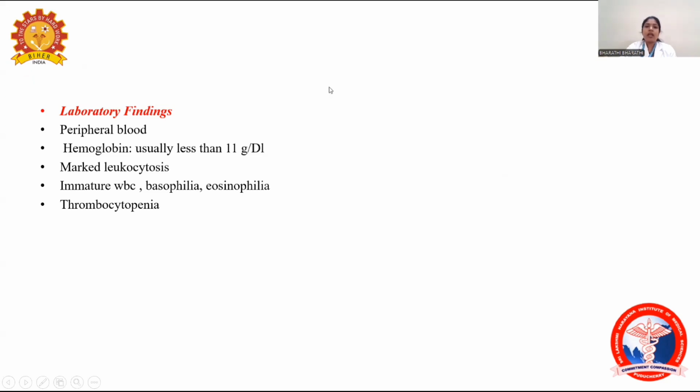So laboratory findings. What are the laboratory findings you will look for? First, you will do CBC for the patient, complete blood count. Then you will do peripheral smear. In CBC, what you will see: the patient's hemoglobin will be markedly less, usually less than 11 gram per deciliter. The patient will have marked leukocytosis, that is, the WBC count will be markedly increased. Markedly increased in the sense the patient's WBC count will be in almost lakhs. And the patient will have immature WBCs in the peripheral smear.